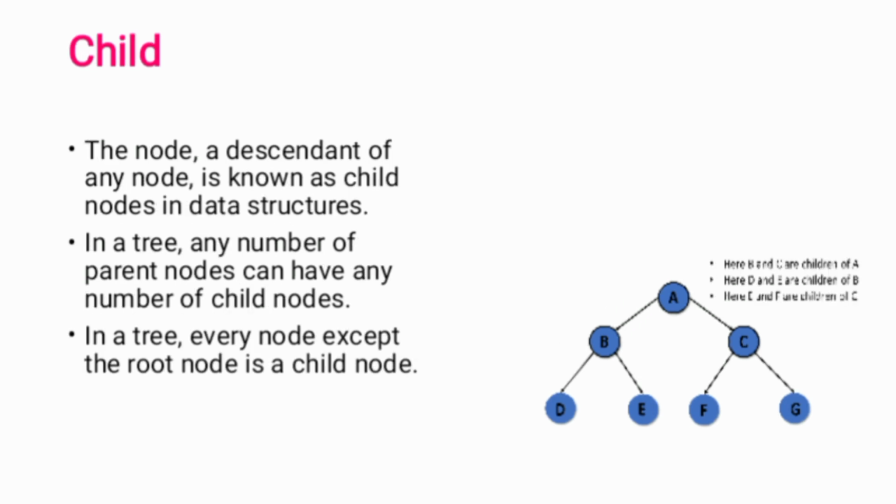The next terminology is child. The node, a descendant of any node, is known as child node in the data structure. In a tree, any number of parent nodes can have any number of child nodes. Similarly, every node except the root node is a child node. Here B and C are children of A, and D and E are children of B. Similarly, E and F are children of C.